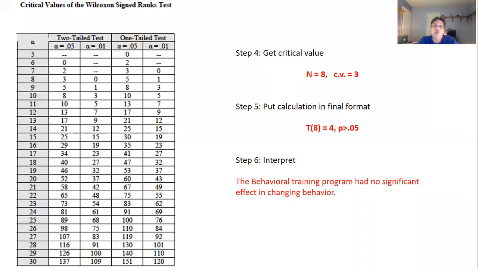So T with 8 degrees of freedom is equal to 4. P is greater than 0.05. The behavioral training program, for our interpretation, had no significant effect on changing the classroom behavior. So any version of that would have been acceptable.